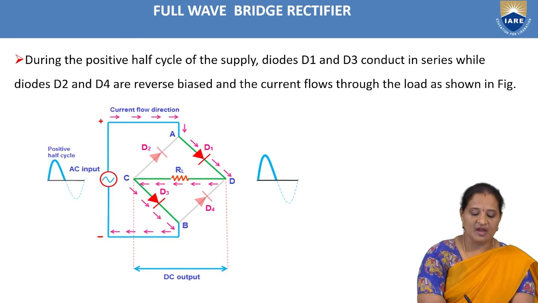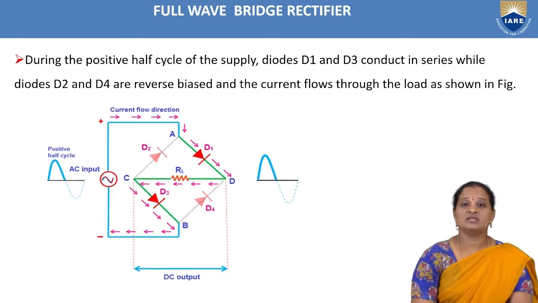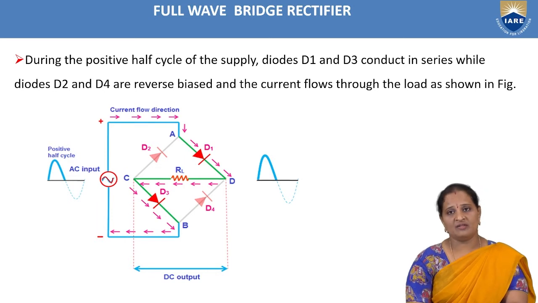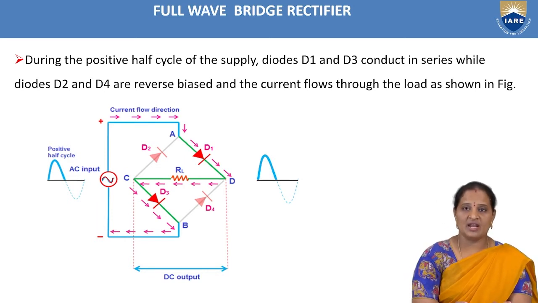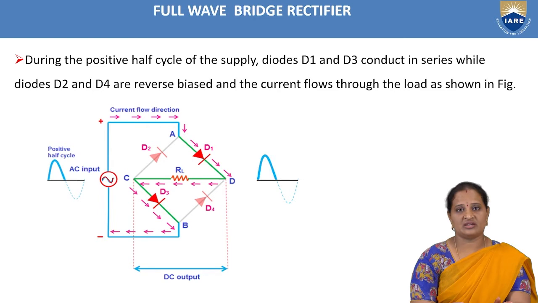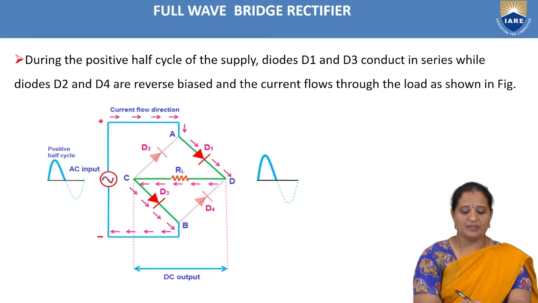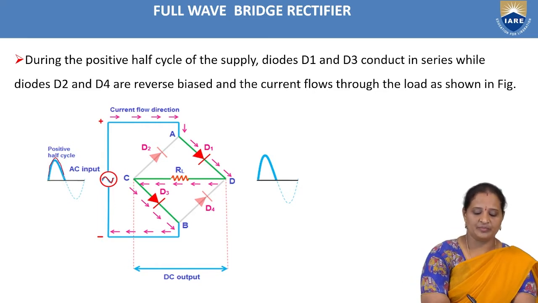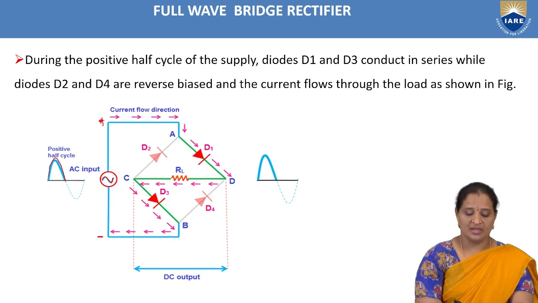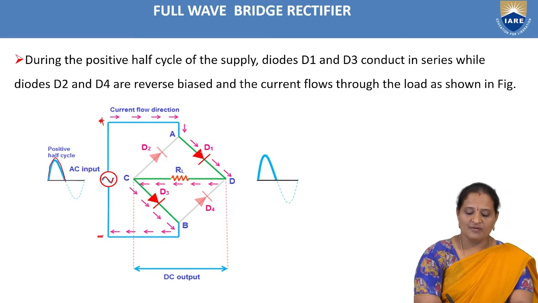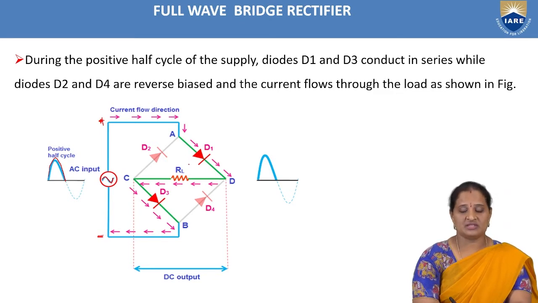At the secondary winding, as we are getting the sinusoidal input, which has a positive half cycle and negative half cycle, now let us analyze the operation of this bridge rectifier during the positive half cycle. What happens during the positive half cycle? During the positive half cycle of input, as I said, point A becomes more positive, whereas point B becomes more negative. So now let us analyze the operation of the circuit.